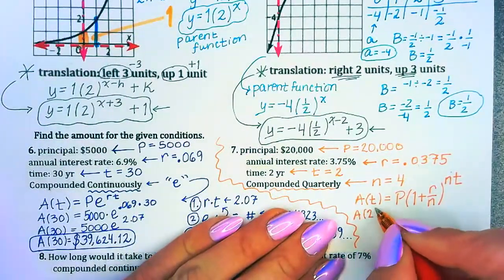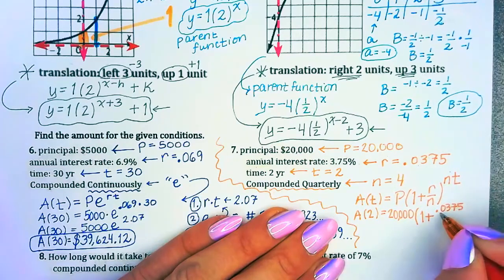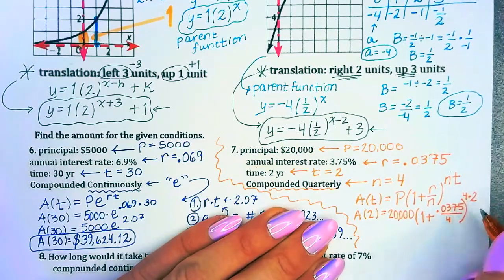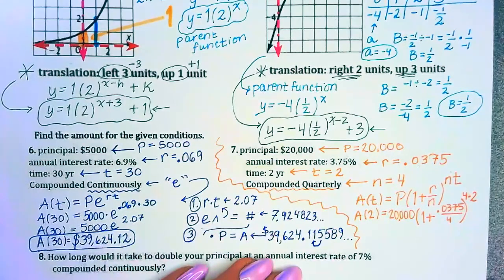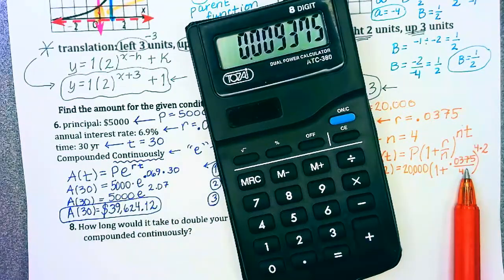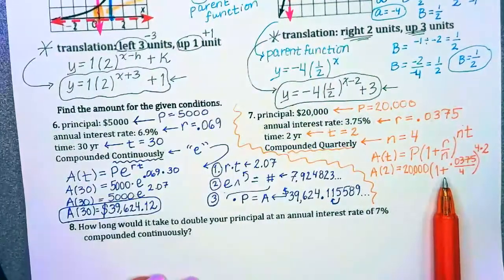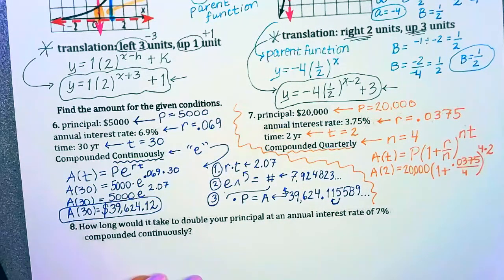The A, or amount, after 2 years is equal to 20,000 times the quantity of 1 plus 0.0375 over 4 raised to the 4 times 2. 4 times 2 is pretty easy. I'll just get 8 as my exponent. 0.0375 divided by 4 is probably the first thing I'm going to type into the calculator. It's actually super easy to just add 1 to it right away, so I'll do that in the same step. I'll have to raise that number to the 8th power.